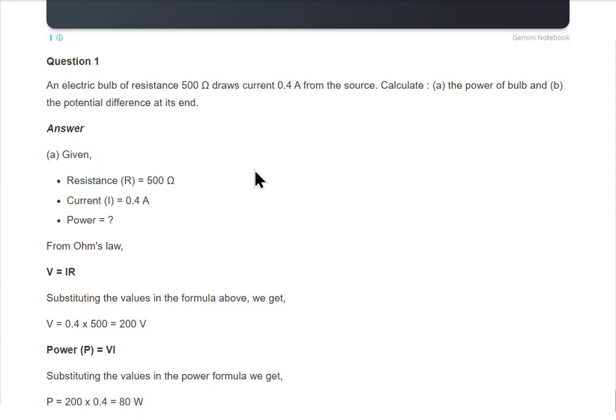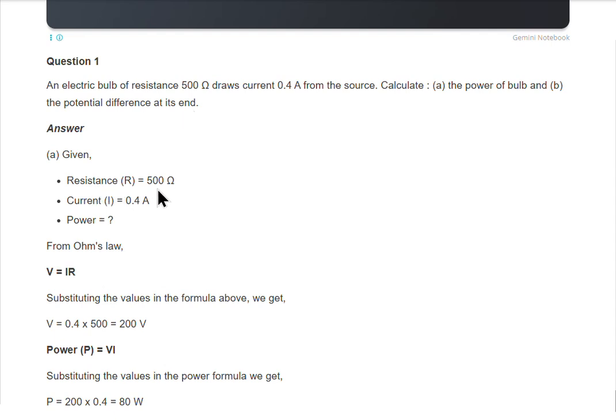Exercise chapter 8, current electricity, exercise C. This is the first numerical we are going to discuss. Question number 1: an electric bulb of resistance 500 ohm draws current 0.4 ampere from the source. Calculate the power of the bulb and the potential difference at its ends.